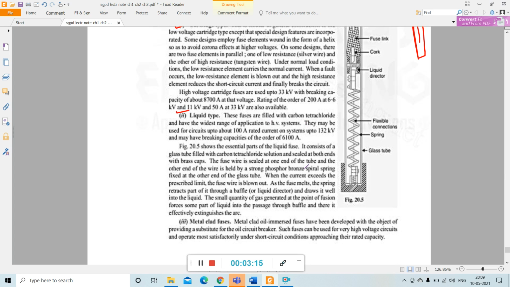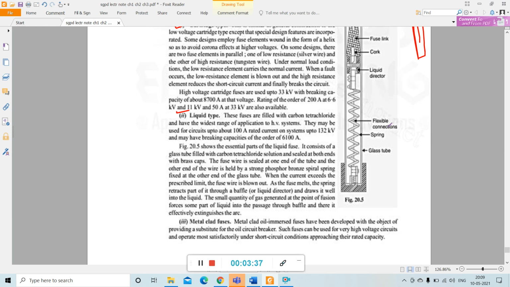These fuses are filled with carbon tetrachloride and have the widest range of application to high voltage systems. They may be used for circuits up to about 100 ampere rated current on systems up to 132 kV and may have breaking capacity of the order of 6100 ampere.